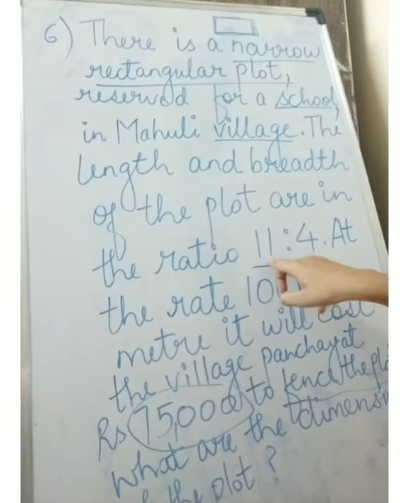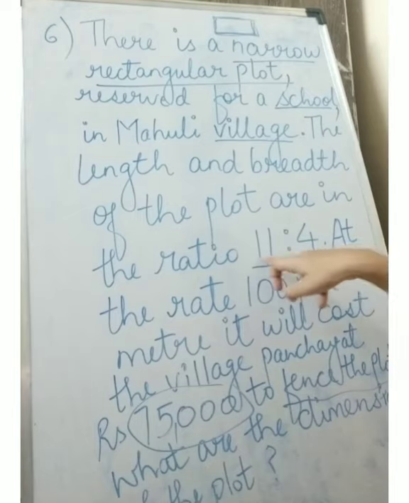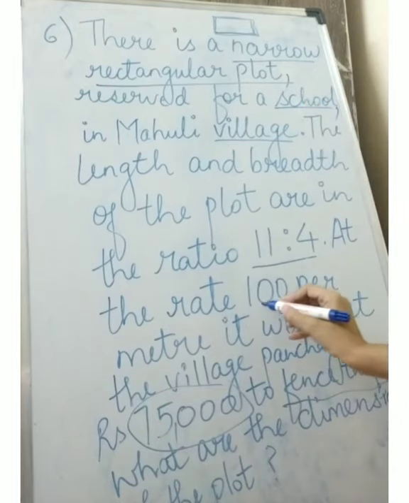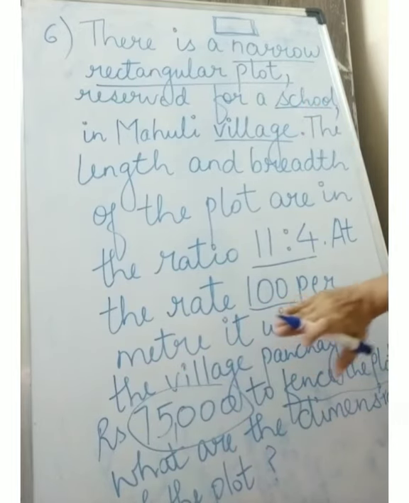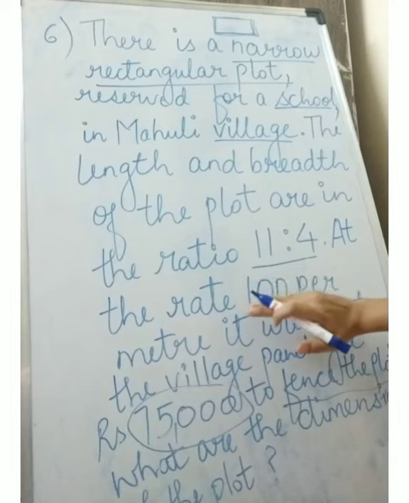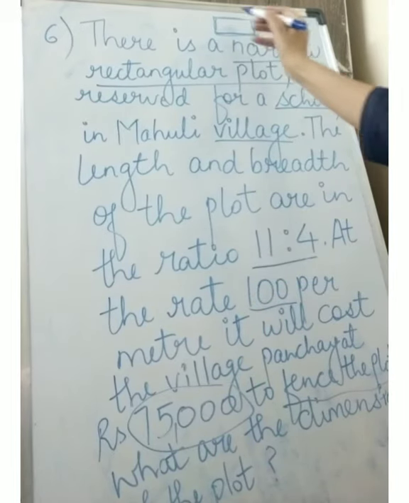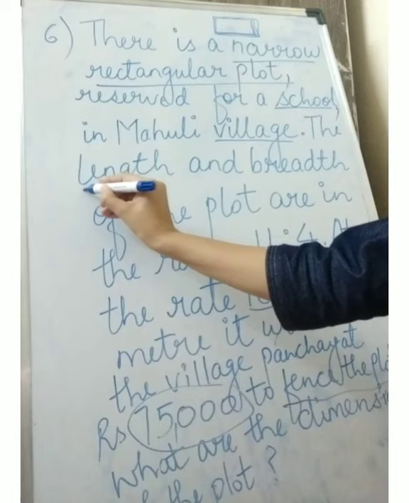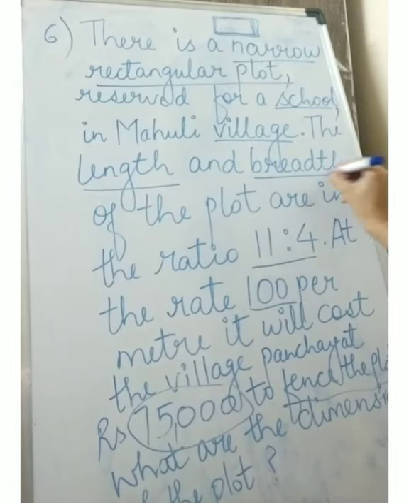Okay, because here we got the length and breadth value. So length is what? 11x and breadth is what? 4x. And how are they fencing? They are taking 100 per meter. So per meter they are taking 100 to fence this narrow rectangular plot. To fence the plot, what are the dimensions of the plot? So we have to find the actual length as well as the actual breadth.